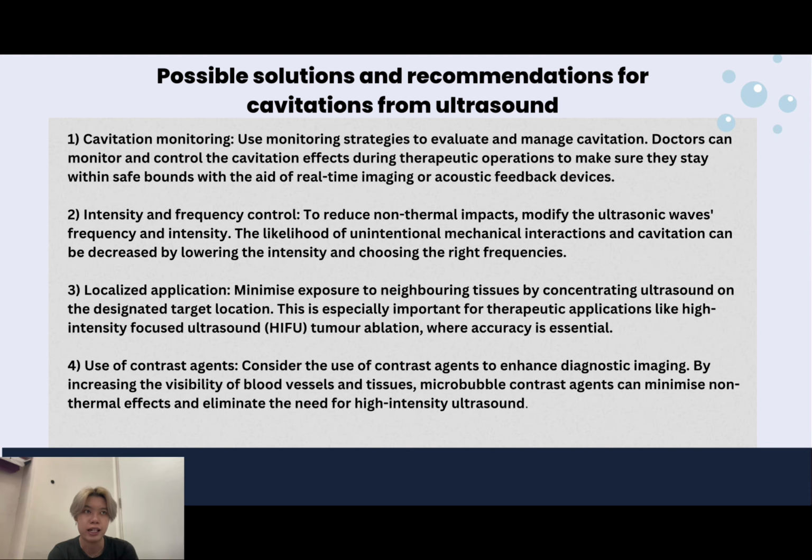Fourthly, use of contrast agents. Consider the use of contrast agents to enhance diagnostic imaging by increasing the visibility of blood vessels and tissues. Microbubble contrast agents can minimize non-thermal effects and eliminate the need for high-intensity ultrasound.